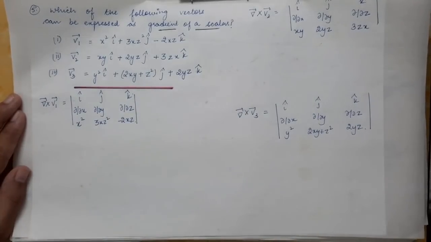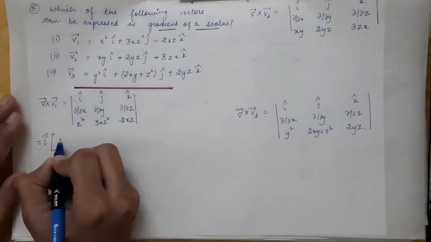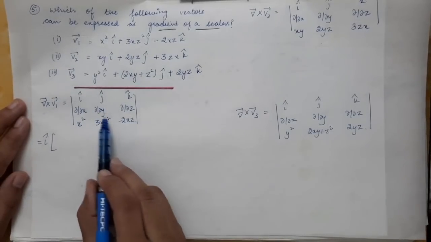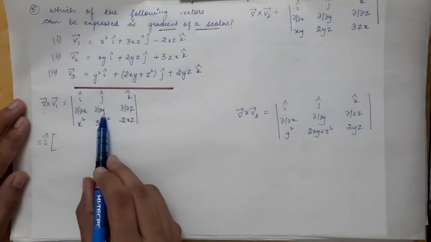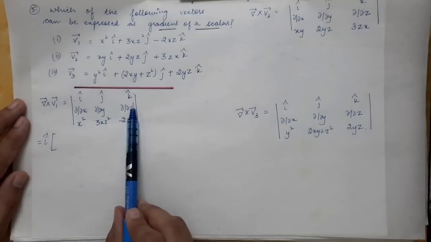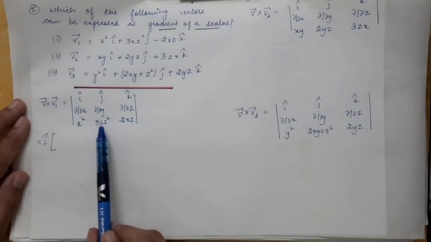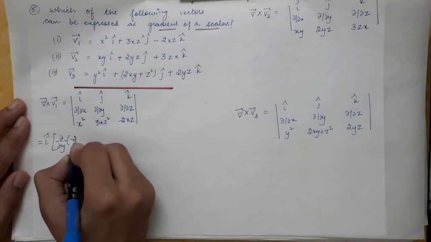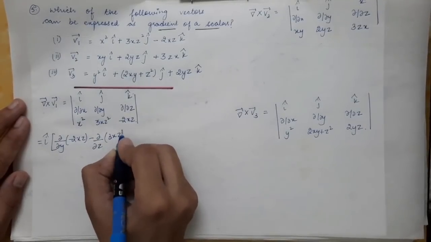So first of all we will find curl of v1 vector. So we will solve this determinant, that will be equal to i cap times the derivative of minus 2xz with respect to y. When you do the derivative of minus 2xz with respect to y, we are doing the partial derivative, so x and z will be treated as constant. So we are just solving this determinant. So i cap, then we will get del by del y of minus 2xz minus del by del z of 3xz square.